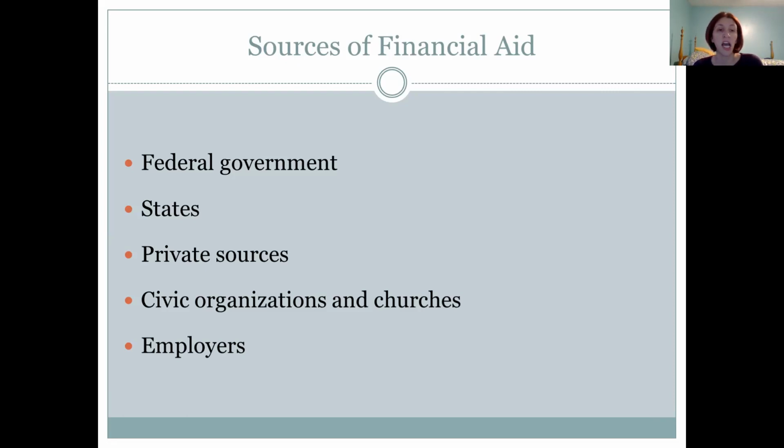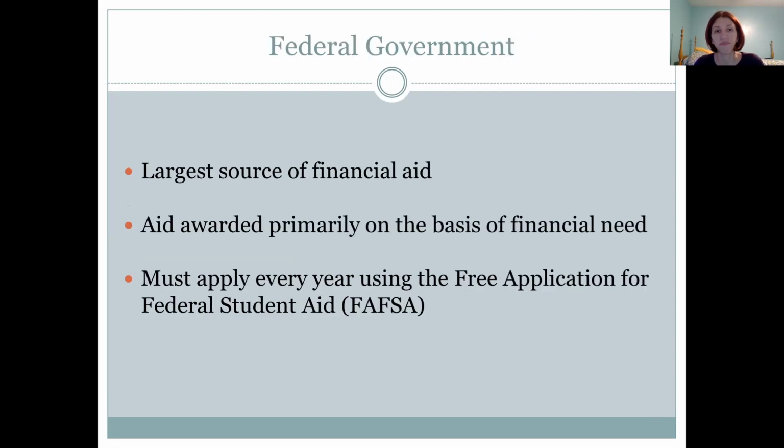Private sources kind of goes along with civic organizations and churches and employers. If you work at Wegmans and they give a scholarship, or the Community Foundation of Greater Buffalo, there's a lot of different scholarships out there that you can apply for. So pretty much any one of those things that doesn't come from the federal government or from the states or from the institution themselves would be considered a private source.